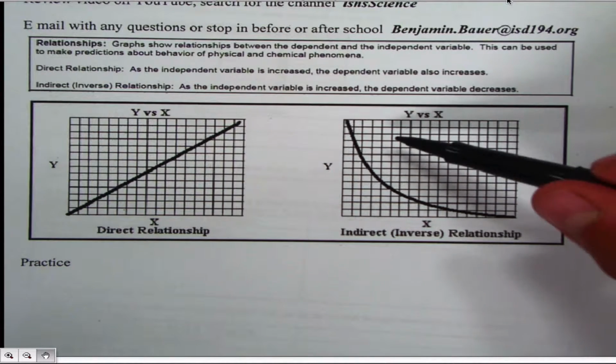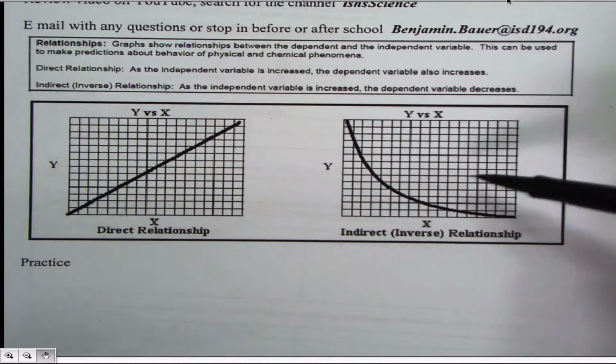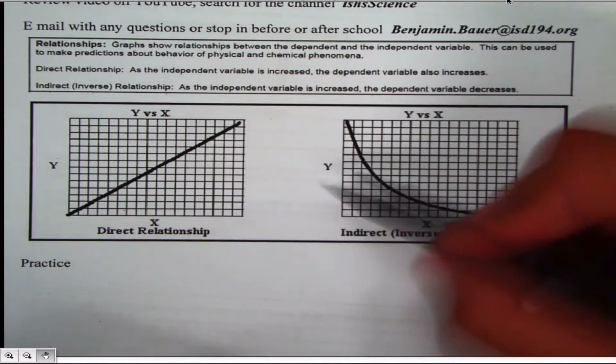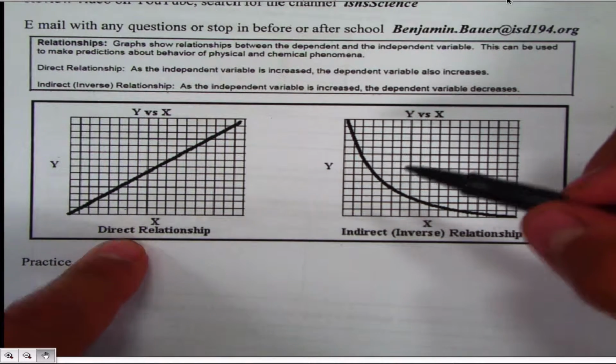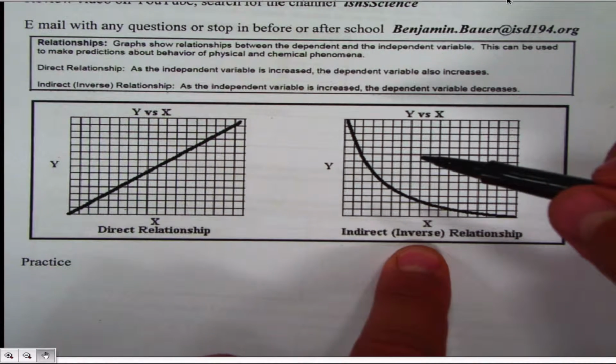Indirect or inverse relationship: as one increases, the other one decreases. So they're going to do the opposite. As the x increases, the y decreases. This one, they do the same thing. This one, they do the opposite, an inverse relationship.